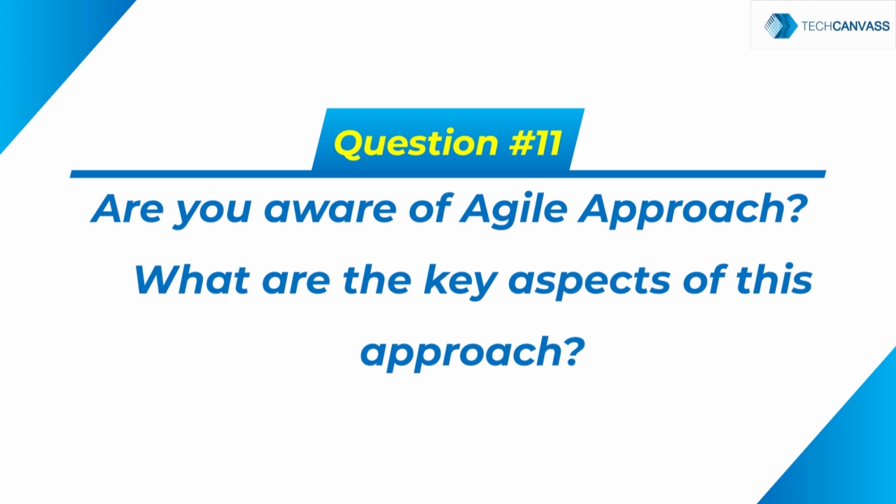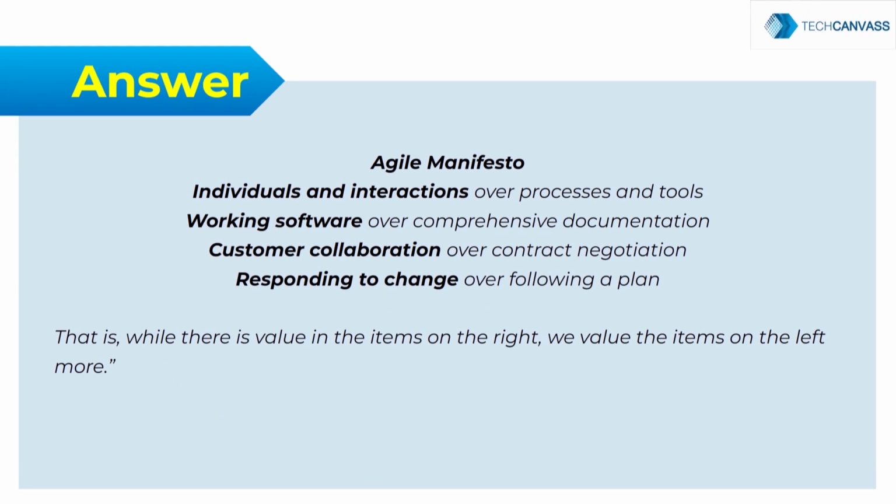Question number 11. Are you aware of Agile? What are the key aspects of Agile approach? Yes, I'm aware of Agile, and as per Agile Manifesto, there are 4 key aspects of Agile. Number 1. Individuals and interactions over processes and tools. Here the focus is on the team and team dynamics. It makes the team more important than just the processes and tools.